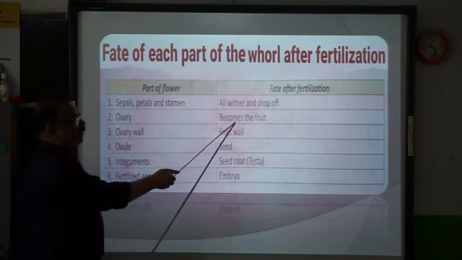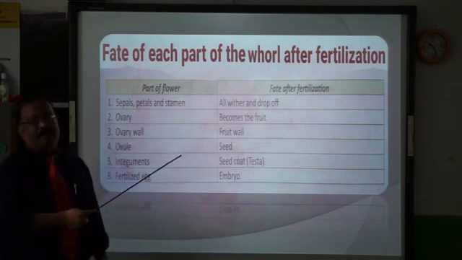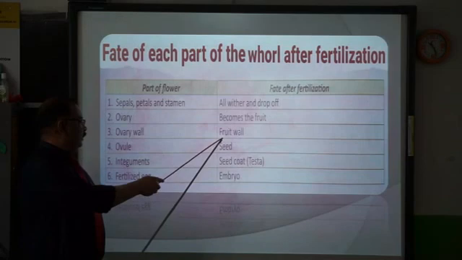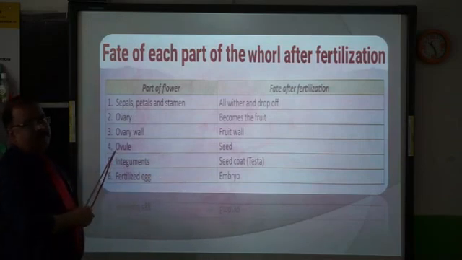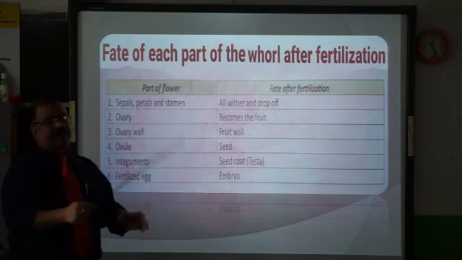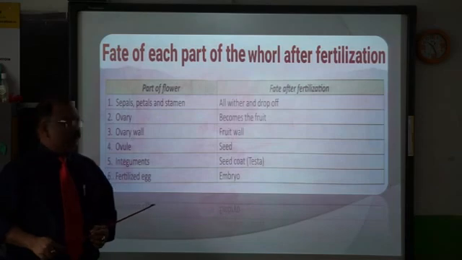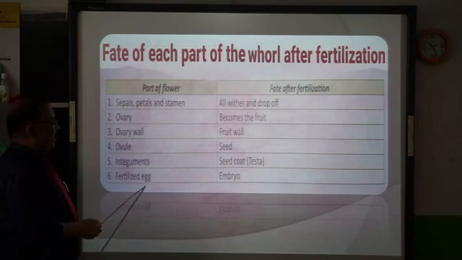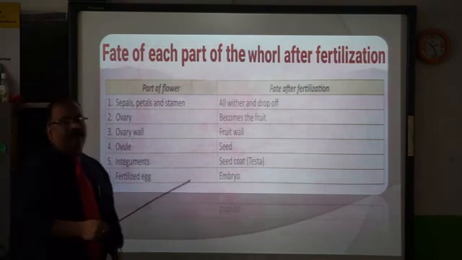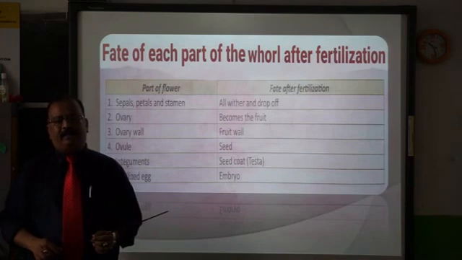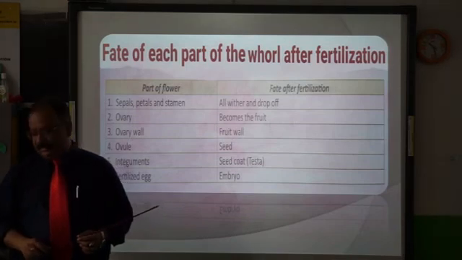Ovary turns into a fruit. So ovary becomes a fruit. Wall of the ovary becomes the wall of the fruit. Ovule changes into seed. Integuments change into the seed coat, that is the tough covering of the seed to protect the seed. So that is a seed coat we call it. And the fertilized egg becomes the embryo. What is embryo? Embryo is the baby plant. So it is there inside the seed. Once it gets all the requirements, it turns into a plant.